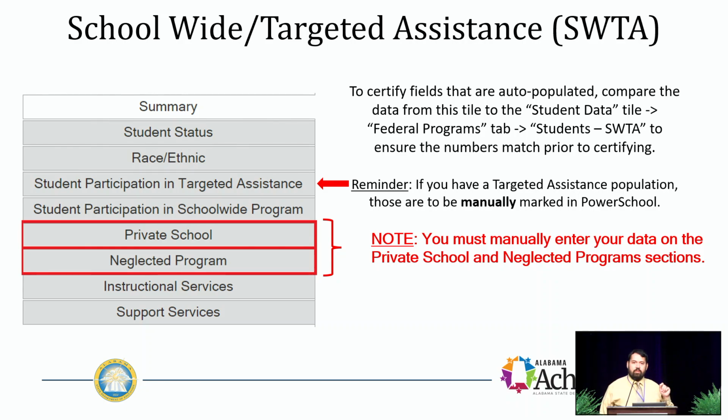When you see the auto-populated values, you want to compare the data within each of the individual tiles to the student data tile, federal programs tab, and then the appropriate matching tile. So in this case, students SWTA. And this is going to ensure that the numbers are going to match prior to your certifying at the end of the year. If you see that something's off, make sure that you reach out to us.